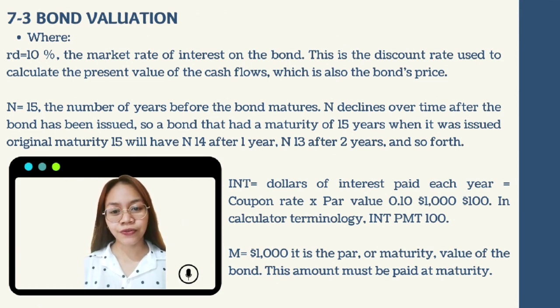And N is equal to 15. It is the number of years before the bond matures. And INT is equal to the dollars of interest paid each year. So to get the INT, coupon rate times par value, which is 0.10 times 1,000, is equal to 100. Also, in calculator terminology, INT is the PMT, which is equal to 100. And M is equal to 1,000. It is the par or maturity value of the bond. This amount must be paid at maturity.